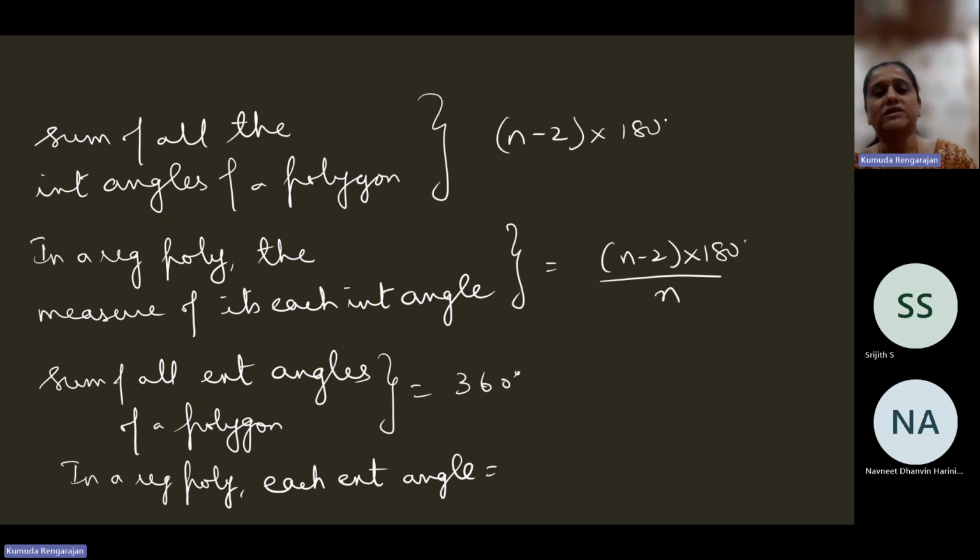So if it is a regular polygon, each exterior angle will be 360 by n. Because there are n sides, so n angles. They'll divide 360 degrees equally. 360 by n.